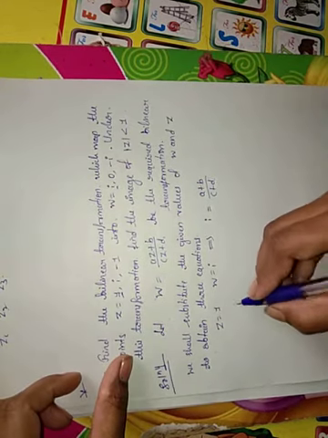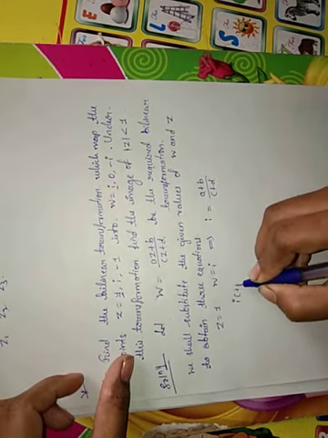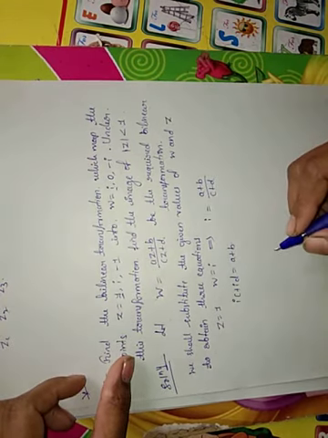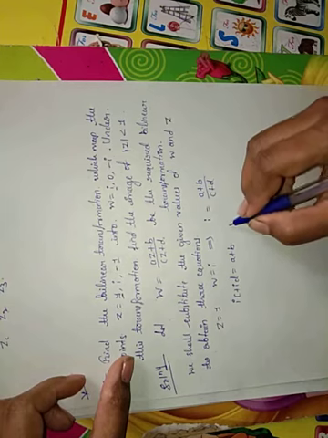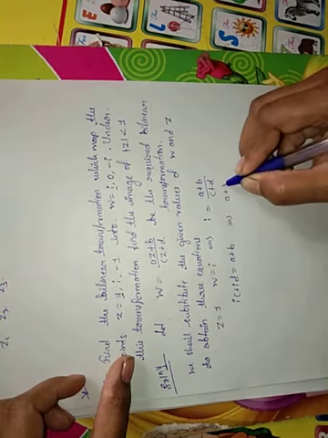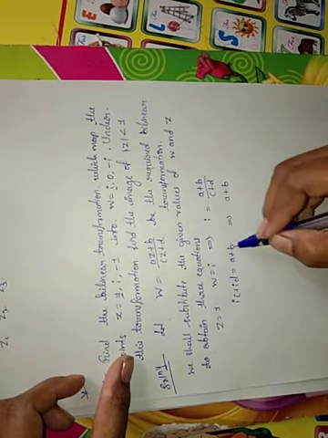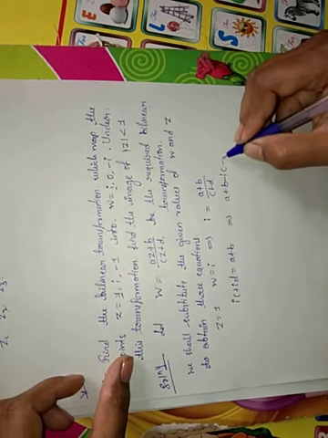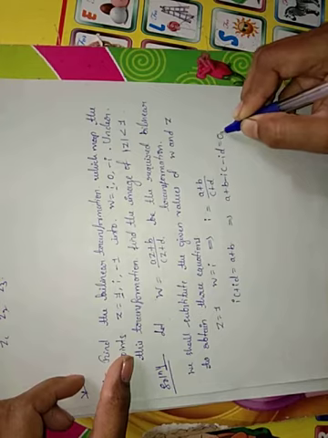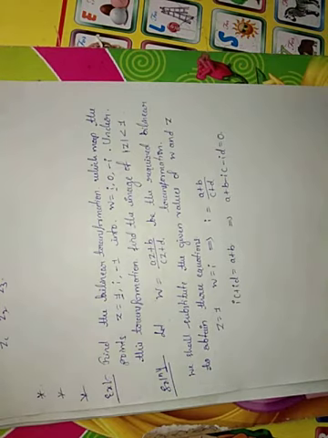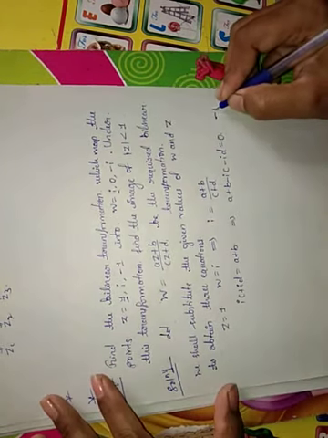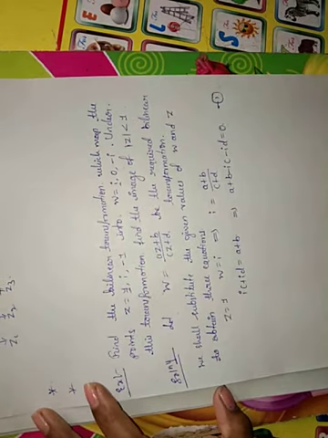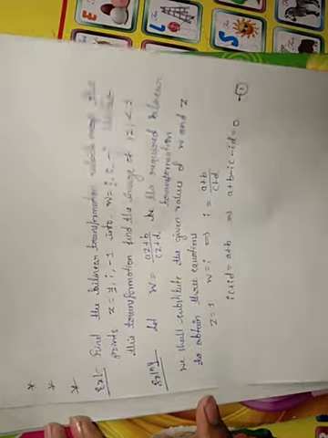Take this term onto the LHS side. iC plus iD is equal to A plus B. Take all the terms on one side. That implies A plus B minus iC minus iD equal to 0. Call this one as equation 1.